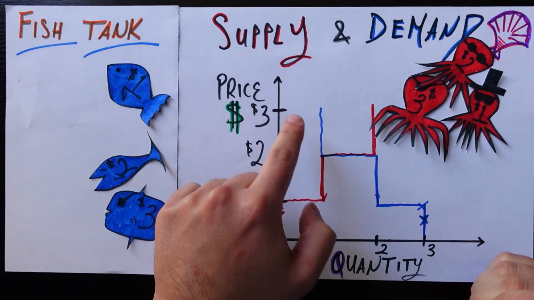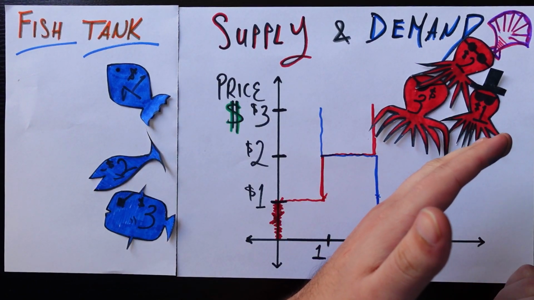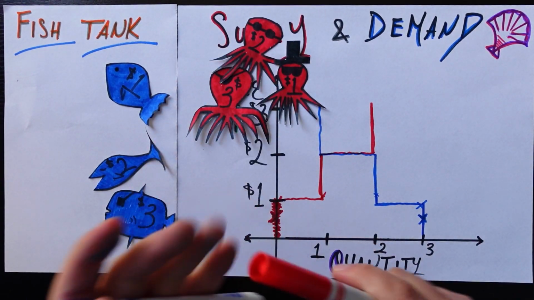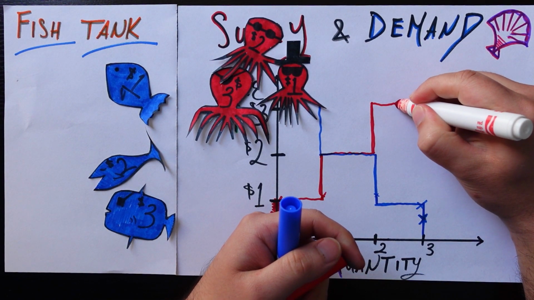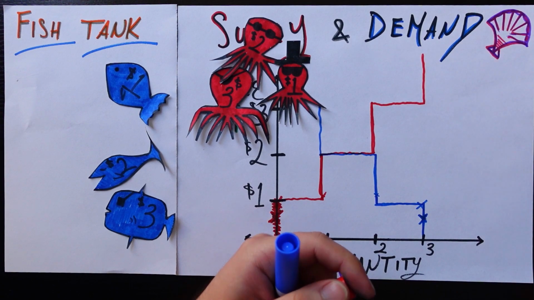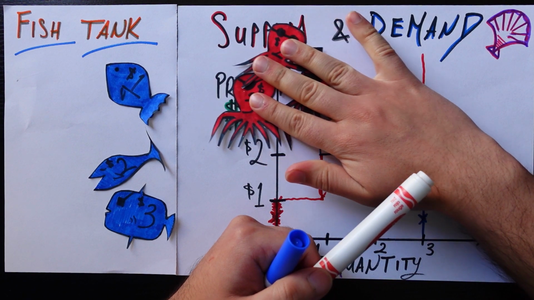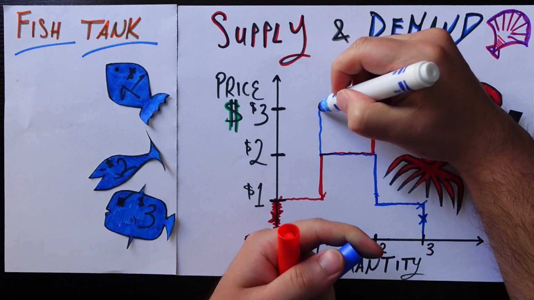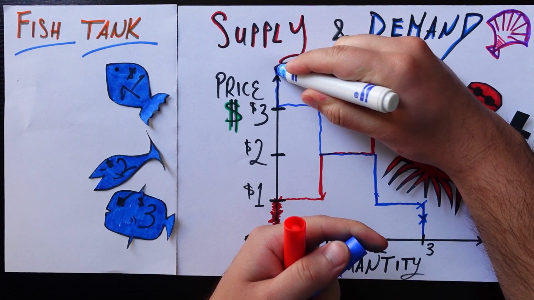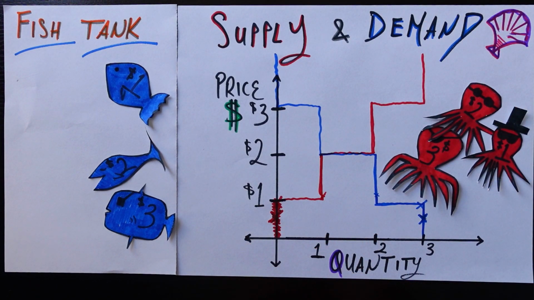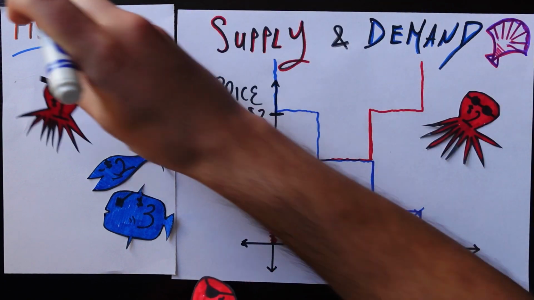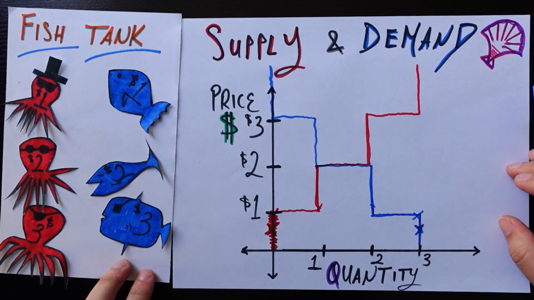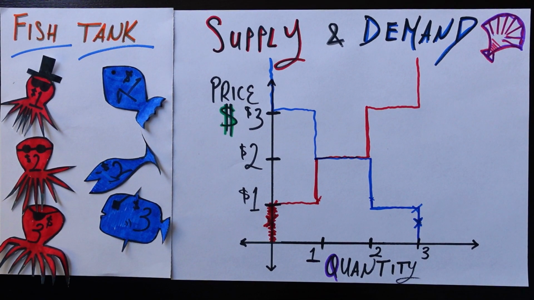So for anything above $3, we have all 3 producers in the economy, and this is just going to go up to infinity here. And we have 0 consumers, 0 people willing to buy shells at that level, and that's just going to go up here. So now, let's put everyone back in the tank for a moment while we assess the shape that we just drew. So let's take a look at the shape we just drew.